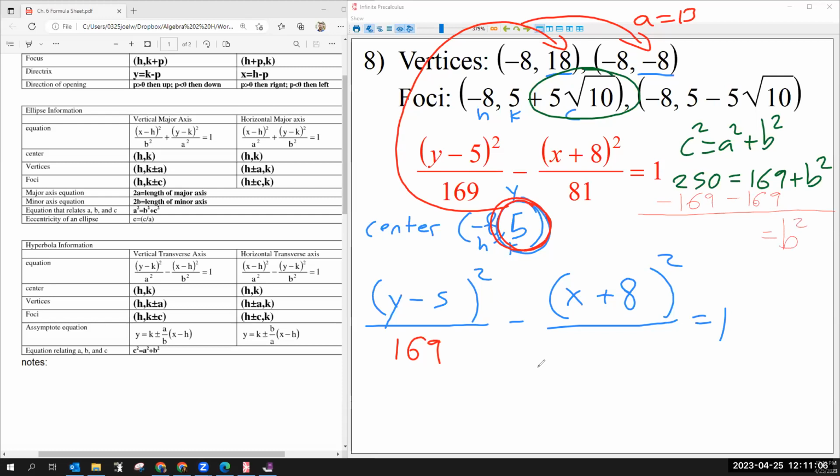250 minus 169, I'm going to assume is 81. That's where that comes from. I'll leave that there. Go ahead and try number 9. Number 9 is the same type of problem. Try number 9.